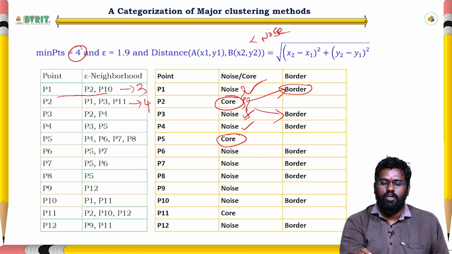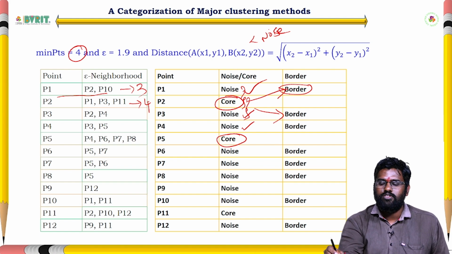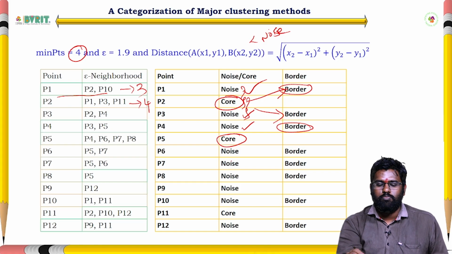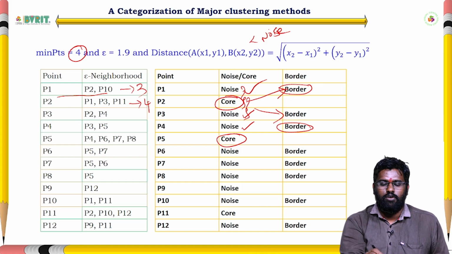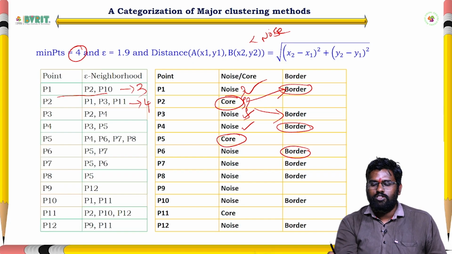Next, P4. P4 contains P3, and P3 contains P2. So those are noisy and border. Since it has noisy and core, that is a border point. And here also P6. P6 contains P5, P5 contains P4, P4 contains P3. Like that, that is also a border point. Why? Because a noisy point exists in it, including that particular value. So that's why these are the border points.